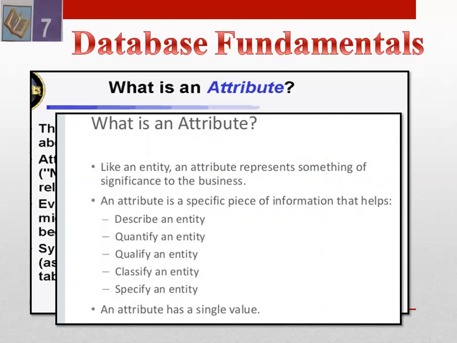So what is an attribute? Like an entity, an attribute represents something of significance to the business. An attribute is a specific piece of information that helps describe an entity, quantify an entity, qualify an entity, classify an entity, and specify an entity. An attribute has a single value, and it is used to extend your entity. It's a property or a characteristic of an entity.